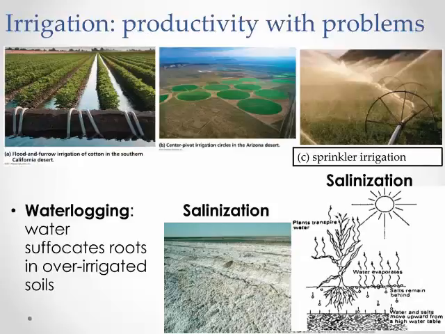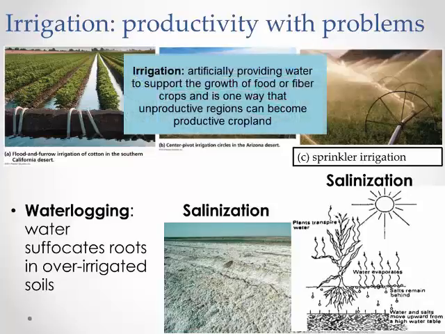Agriculture, whether it be traditional or industrial, has always required supplemental provision of water and nutrients to soils and crops. While industrial agriculture has allowed us to grow enough food to feed 7 billion people, the practices which have enabled this feat have caused soil degradation, land degradation, and water quality and quantity problems. Irrigation is artificially providing water to support the growth of food or fiber crops and is one way that unproductive regions can become productive cropland.